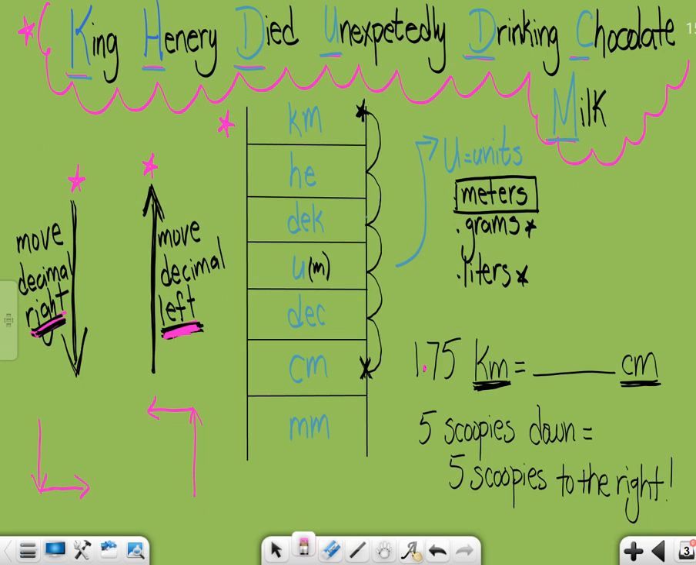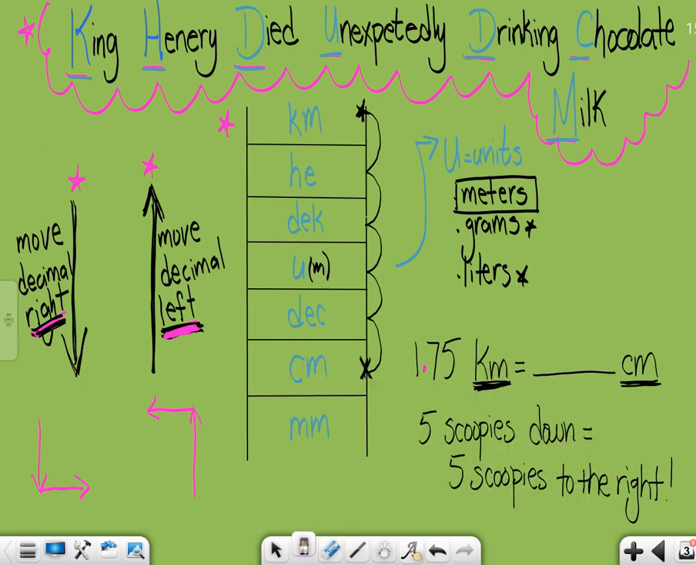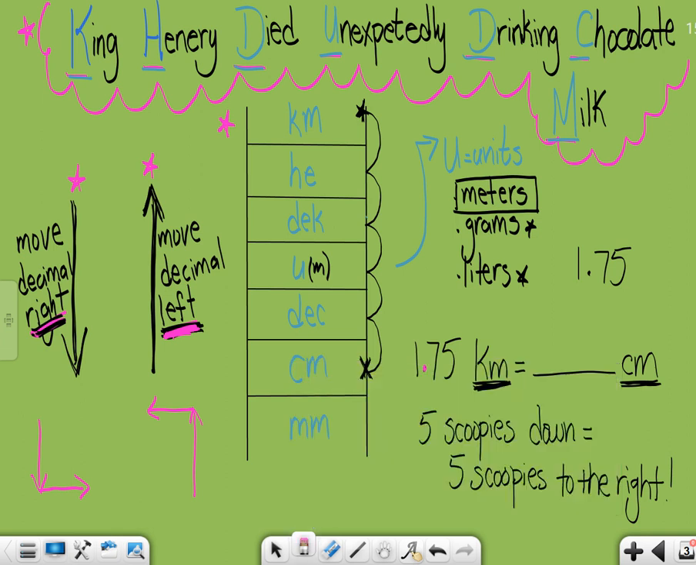Okay, and just because it's a little messy here, I'm going to write the number, and you'll know why in a moment. I'm going to write it over here so it's a little bit free. 175. Okay, I have to go 5 Scoobies to the right. So what does that mean? I'm going to start at where the decimal is, right? It's not invisible this time, and I'm going 5 Scoobies or place values, right?